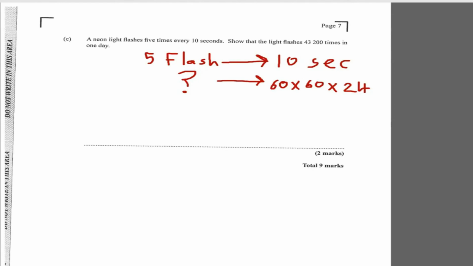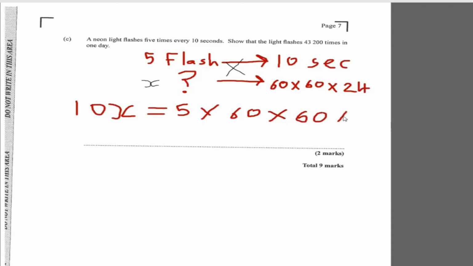So to do this, what we do is cross multiplication. If you want to call this unknown x, this unknown x that we're going to find, when you cross multiply, you're going to get 10x is equal to 5 times 60 times 60 times 24. That's what 10x is equal to.